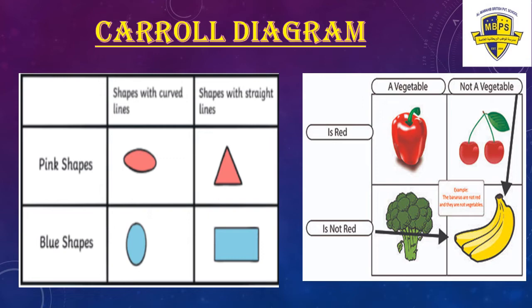So whatever data or information we have, we are going to sort it in the form of a box, which is called a Carroll diagram. Now we are going to learn more about the Carroll diagram on the next slide.